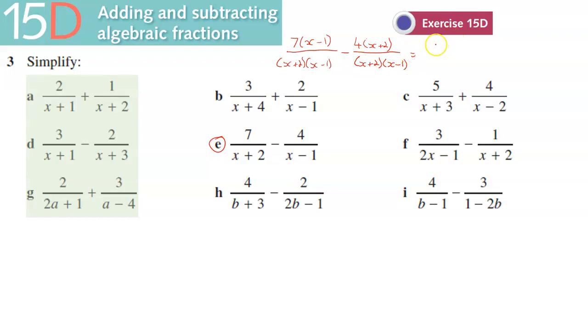Now, when I come to write this as a single fraction, I'm subtracting the numerator. So then I need to be careful when I expand the brackets. This is minus 4x and negative 4 times positive 2 is minus 8. I won't go any further with that one, but you just need to be careful with those negatives.